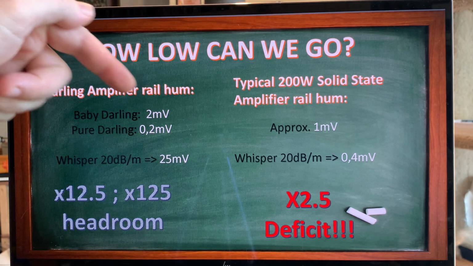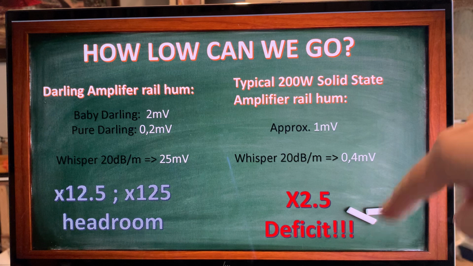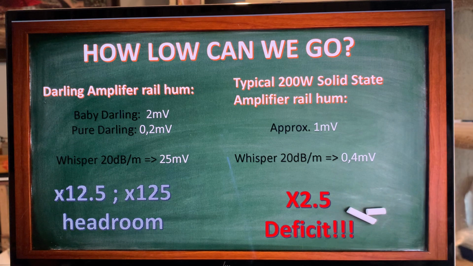When we are looking at whisper level reproduction using the ultra efficient loudspeaker, we have 25 millivolt available. So in the case of a Baby Darling, we have over 10 times headroom for signal versus hum, 10 times in voltage. And for our solid state amp, we require 0.4 millivolts and the hum is 1, so we are 2.5 times under the hum level. So whatever we want to hear is going to be totally masked by the hum of the amplifier.